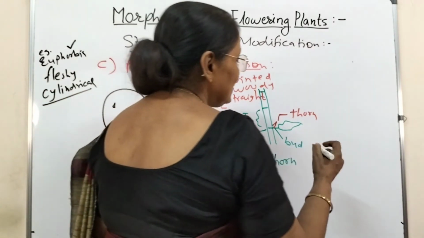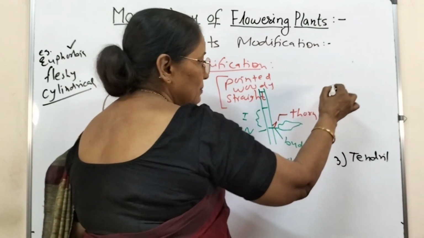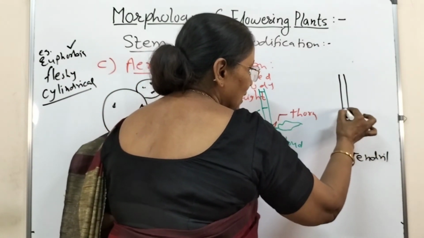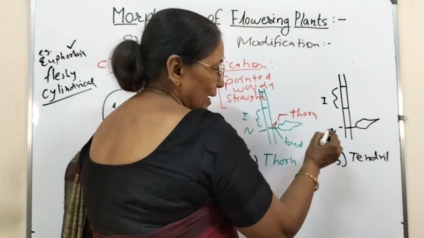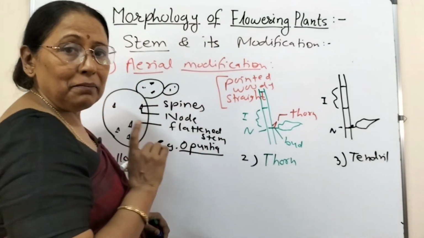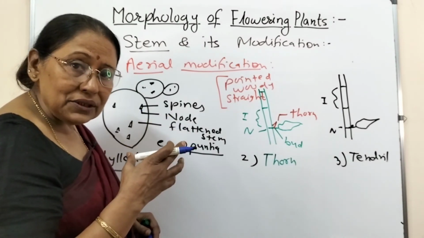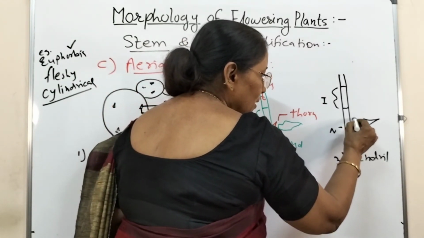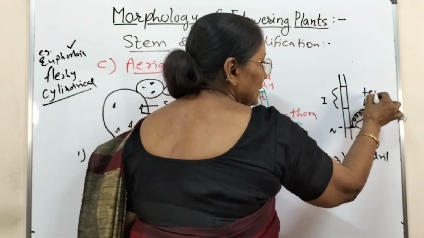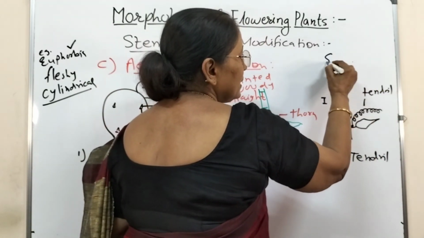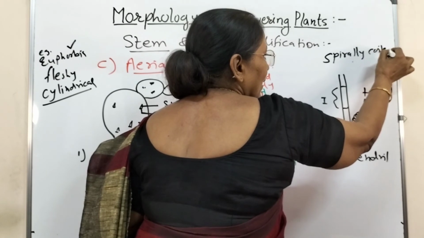Now the third one, that is the tendril. Okay. Similarly, the same structure of the stem we are going to draw. These are the nodes. This is the internode. This is one leaf. Here at the axillary position is present the bud called axillary bud. Rather than forming the branch, it now changes into a coiled structure called tendril. This is tendril, which is spirally coiled. You can see it is spirally coiled and tender structure.